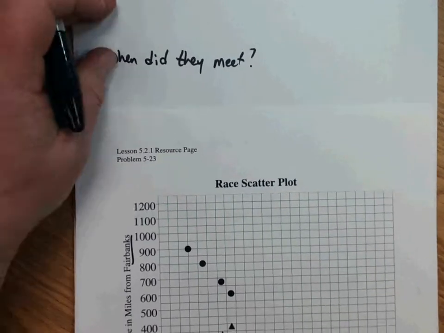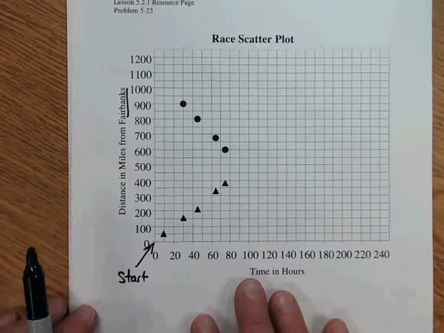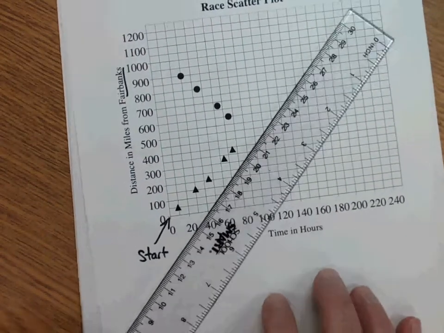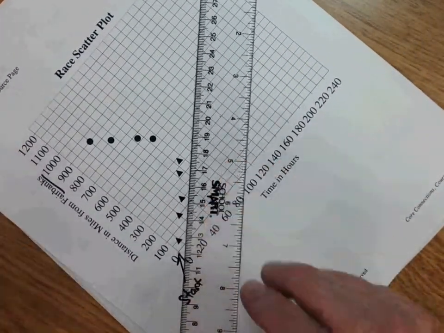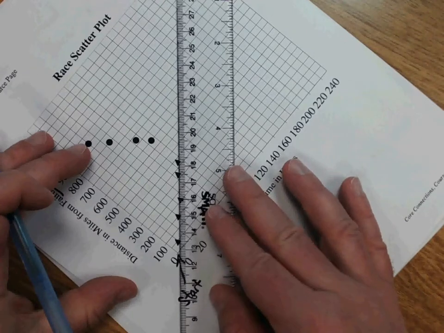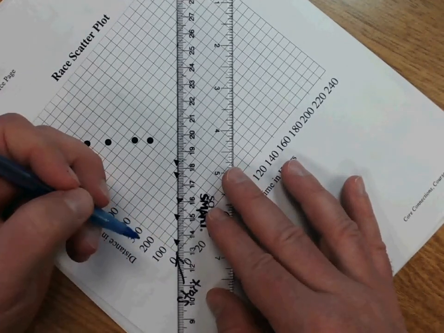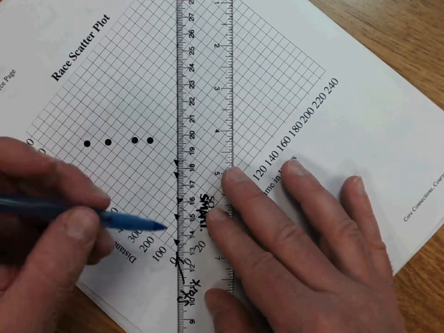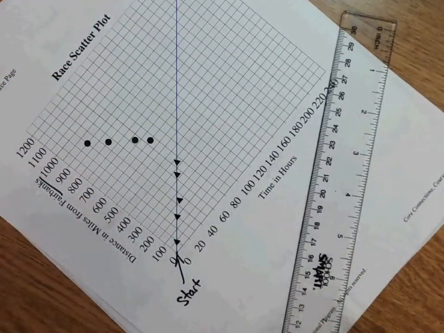Okay. So when did they meet? Well, we're going to have to speculate here. And what we do to speculate is we draw what's called a line of best fit. So I like to turn my paper so I'm looking down my triangles. And I know it goes through the origin. And then I can't just pick any one triangle.